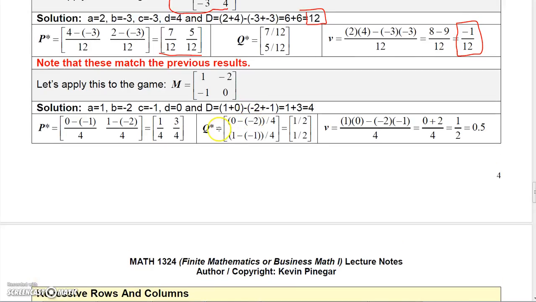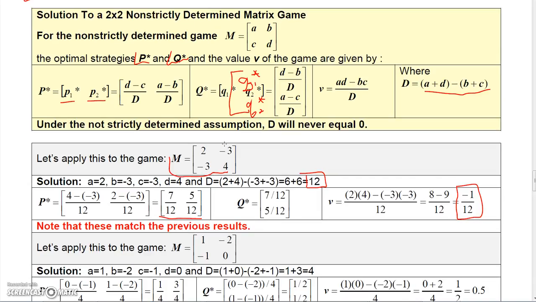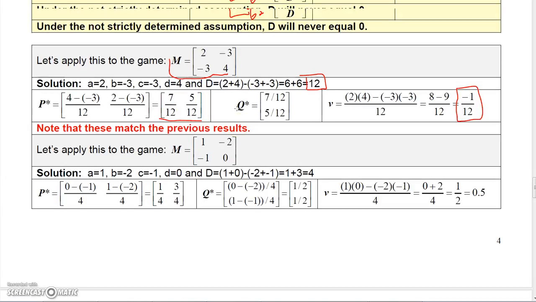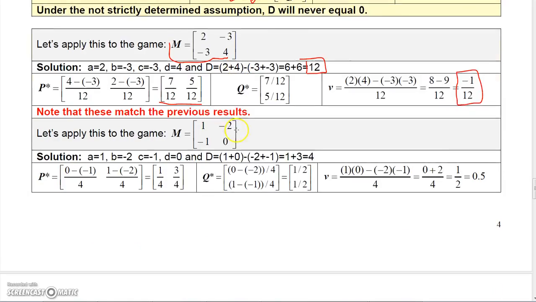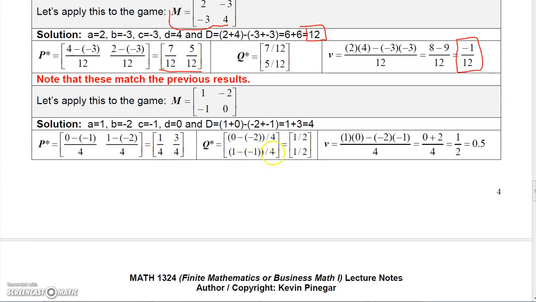But if we do Q star, for D minus B and A minus C, we're going to get 0 minus -2, which is 2 over 4, and then 1 minus -1, which is 2 over 4 again, so we're going to get a half and a half there. Let me clarify: here we're doing D minus B, so it's 0 minus negative 2, so that's why we're getting 2 over 4, which is a half. And then we're doing A minus C, which is 1 minus negative 1, which is 2 over 4, which is a half again. So it's not the same numerators for the P stars and the Q stars, so the numerators are different. Okay, so we get 1/2 and a half here.